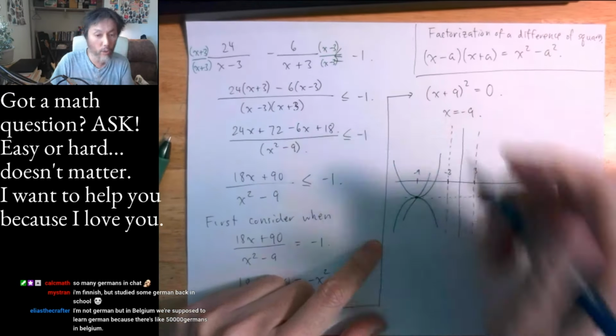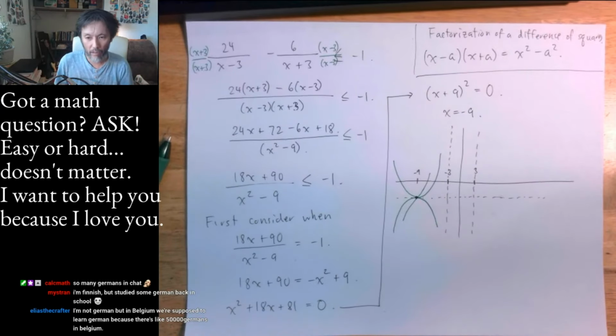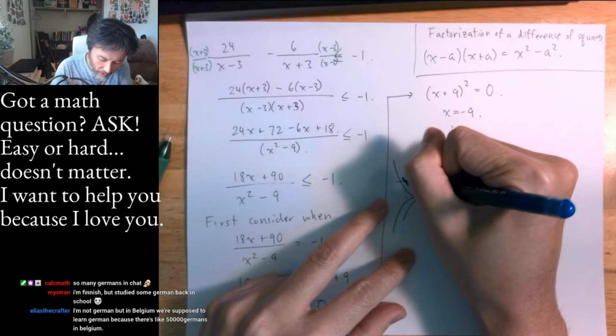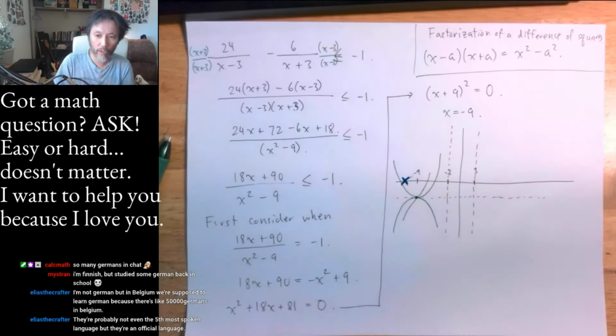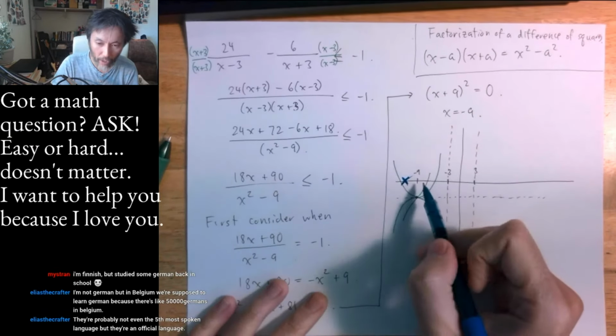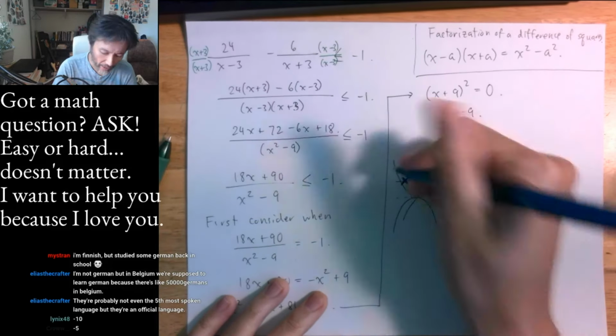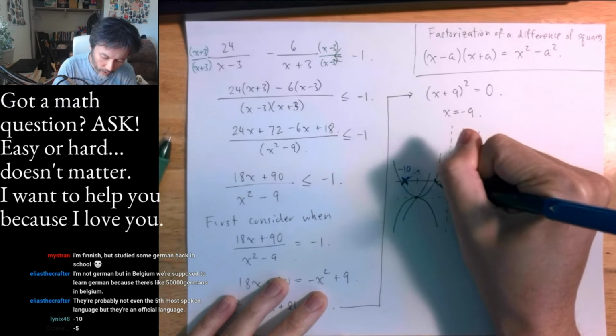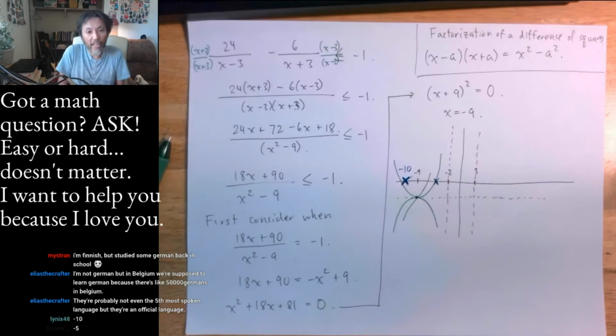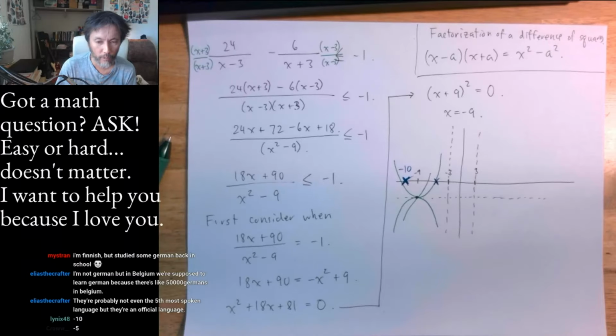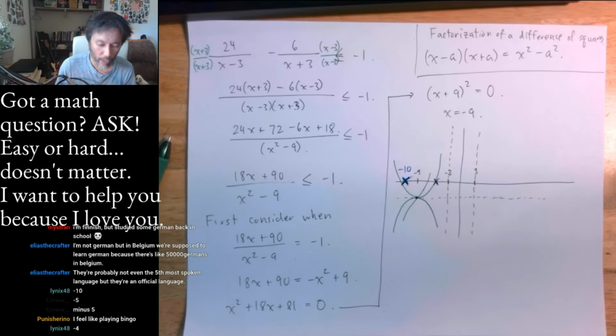You can pick literally anything. So let's pick a test point over here. What number would you like to pick which lives in this interval? Yes, -10. I like it a lot. How about here? What should we pick in this interval? Literally anything. -4. Okay, let's go.